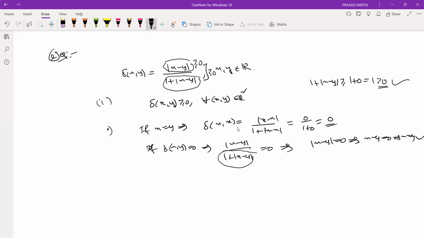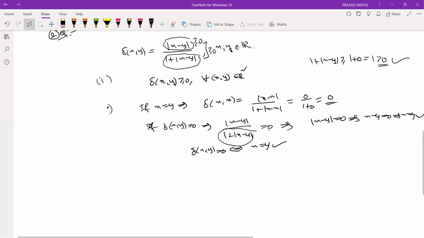So both ways we have done it. That means distance is 0. Distance between 2 points is 0 if and only if x equals y. So therefore, there is no problem.